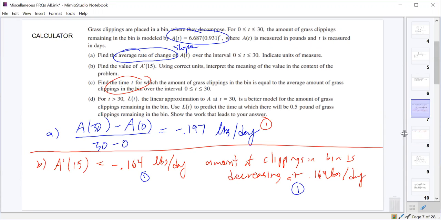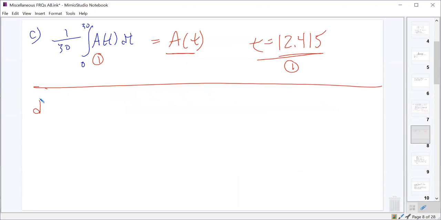To use the linear approximation, we need A of 30, the function evaluated at our center of approximation, plus A prime of 30 times, normally we use x, but since we're using t in this problem, times t minus 30. The function at a plus the function's derivative at a times x minus a is the linearization. So this should be our linear approximation.